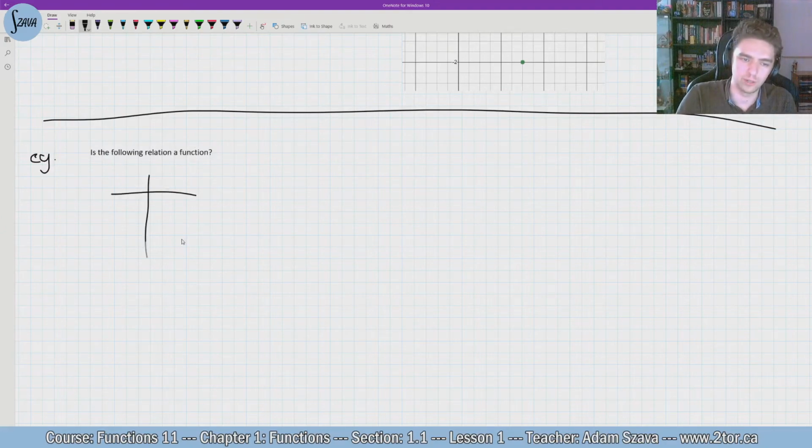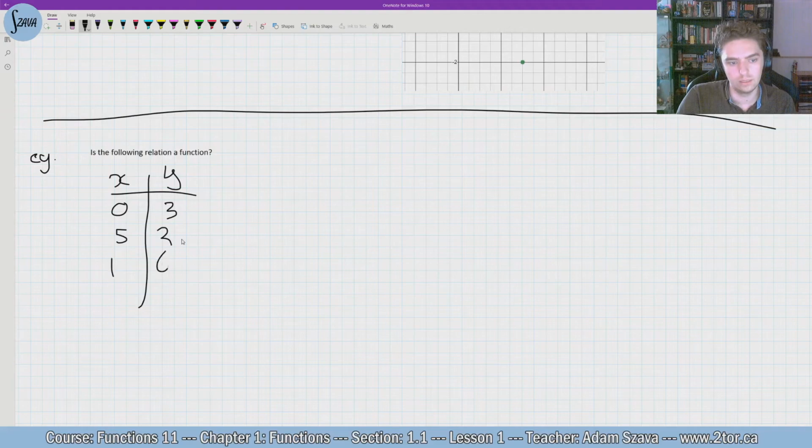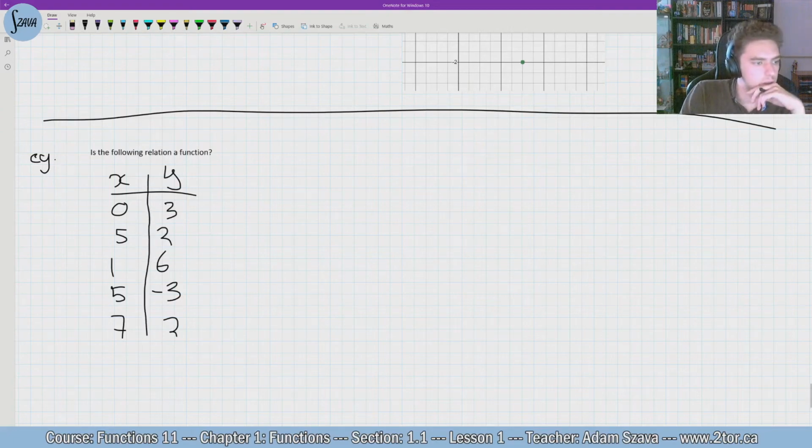But let me show you what I'm going to write first. I'm not going to draw a graph. I'm going to draw a table of values. 0, 3, 5, 2, 1, 6, 5, -3, 7, 1. Or 7, 2. Okay. So, is this a function or not?